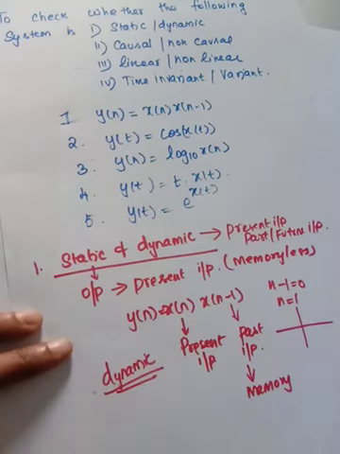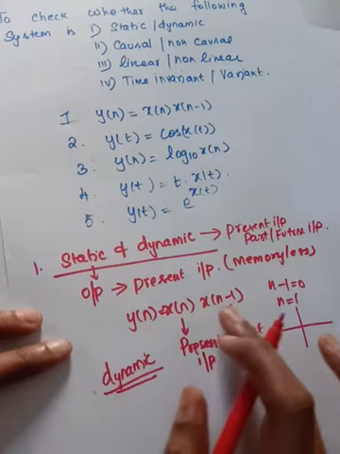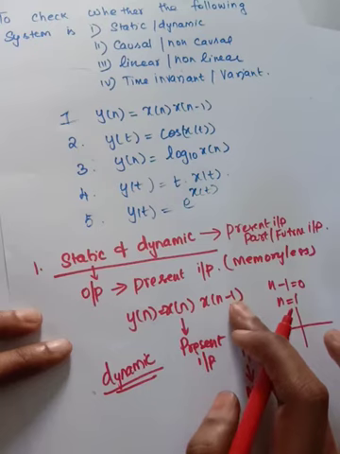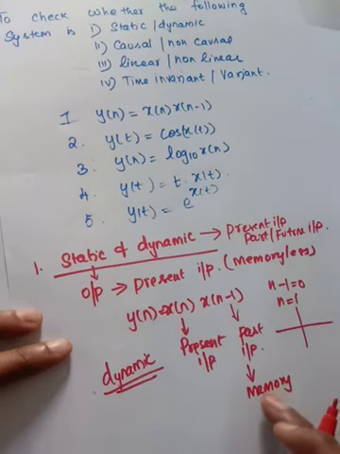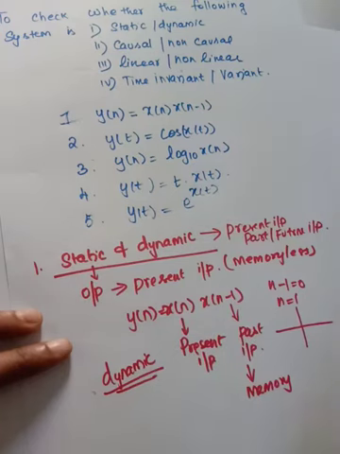This is the procedure to check. So how do you need to write it? The present output depends upon the present input as well as the past input values, so it needs a memory to store the past value. So the system is said to be dynamic. Like that you need to write it.